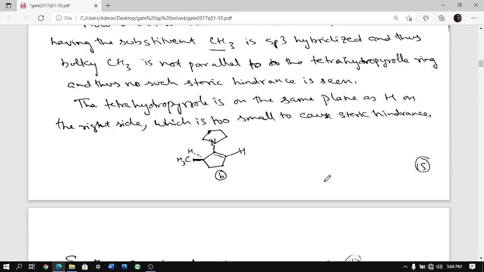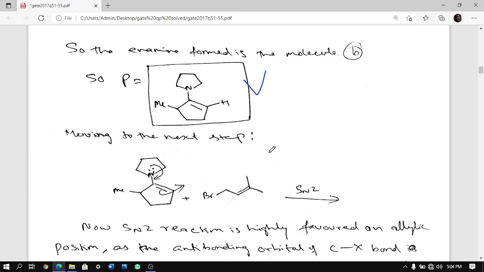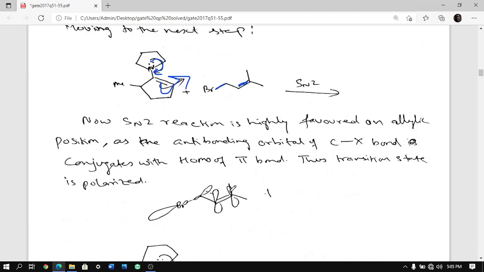Right. Now what happens? So this was the P. Next step is very simple. It's a nucleophilic attack. This nitrogen lone pair comes out and attacks the electrophilic center. Now see this carbon-bromine bond, it is in the allylic position. Whenever the leaving group is in an allylic position, basically next to the double bond, the SN2 reaction is very fast.